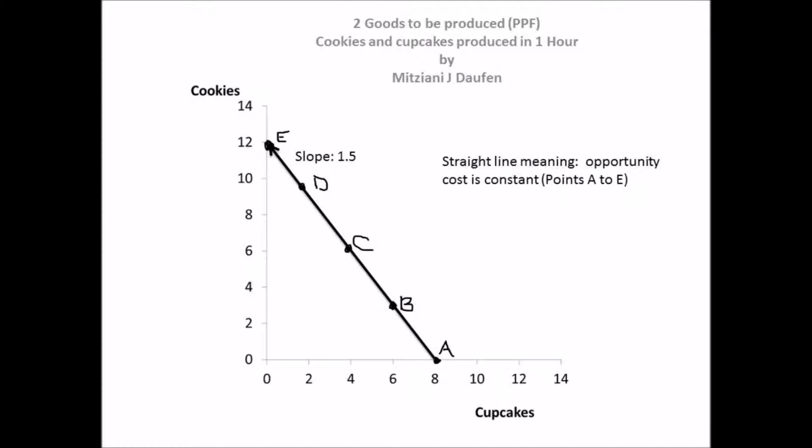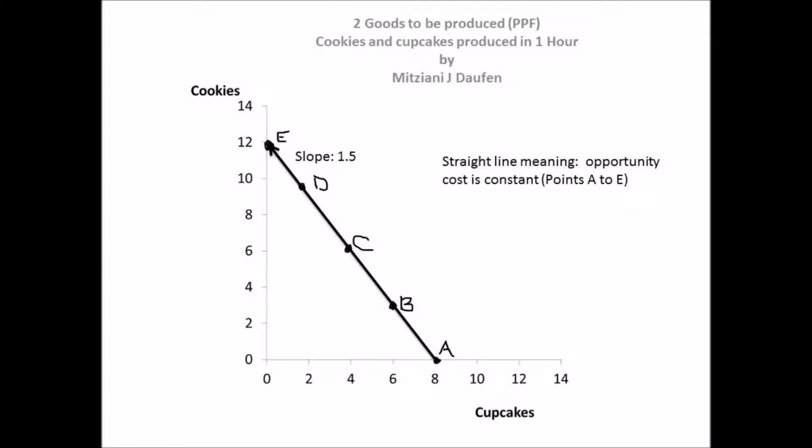And this graph is for the table that I have created, and it shows a straight line, meaning the opportunity cost is constant. If we divide 12 cookies by 8 cupcakes, we will get 1.5. The opportunity cost of one cupcake is 1.5 cookies. I'll have to sacrifice 1.5 cookies whenever I make one cupcake, and that's the slope, 1.5.